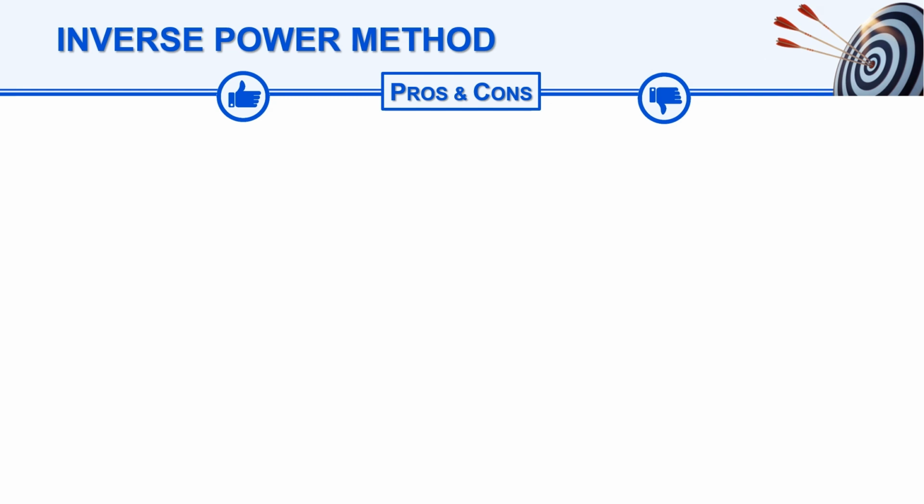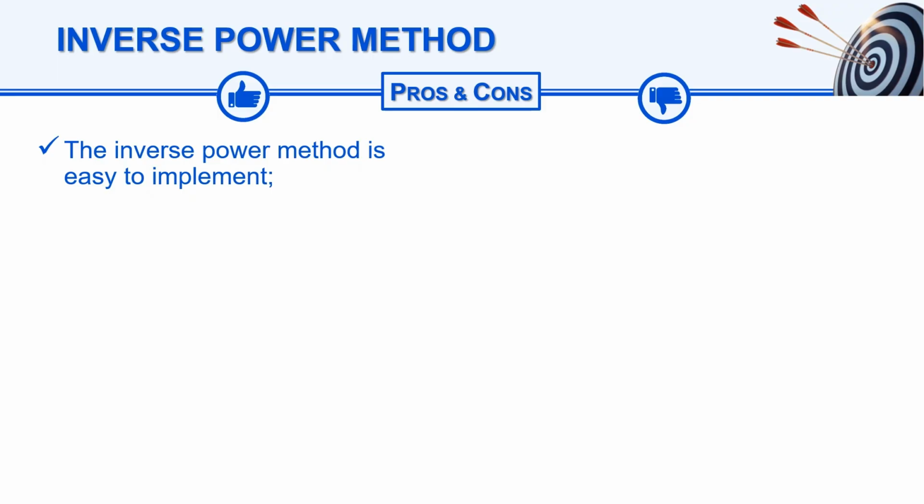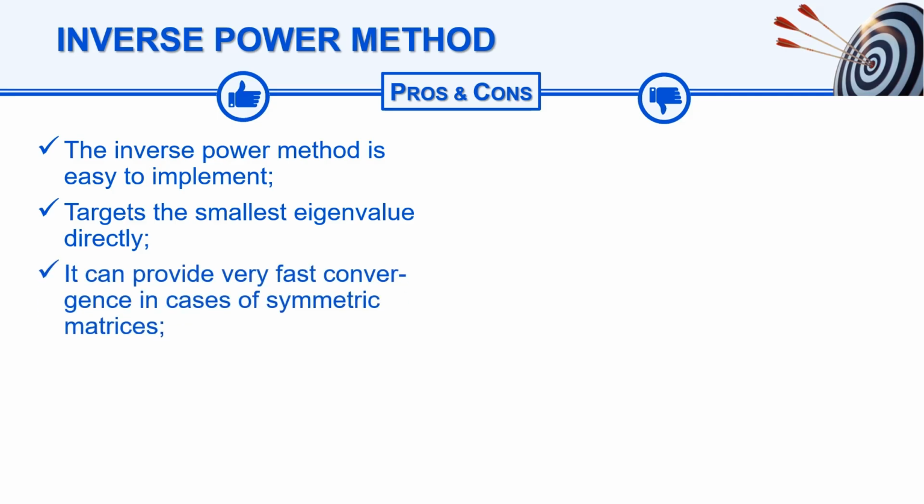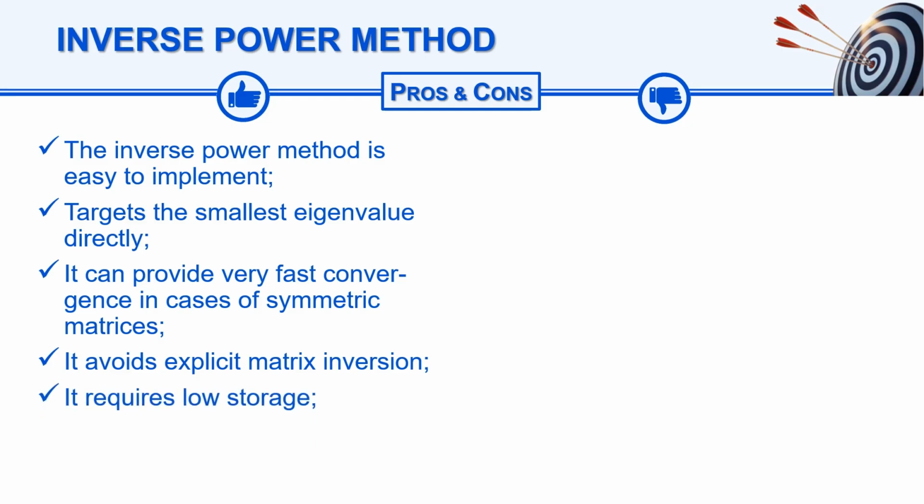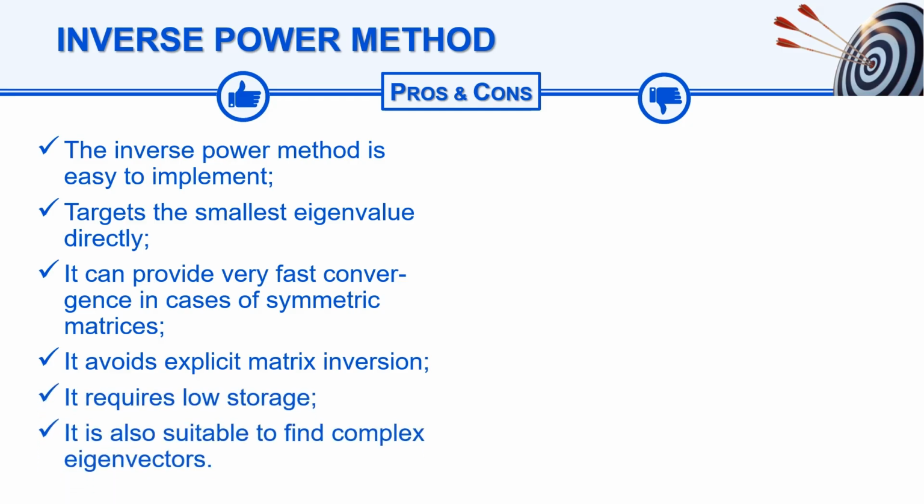The advantages of the inverse power method are: it is easy to implement, and it targets the smallest eigenvalue directly. It can provide very fast convergence in cases of symmetric matrices. It avoids explicit matrix inversion. It requires low storage. It is also suitable to find complex eigenvectors.